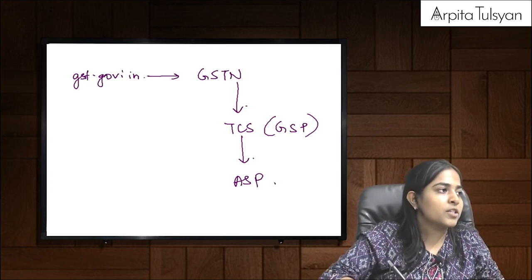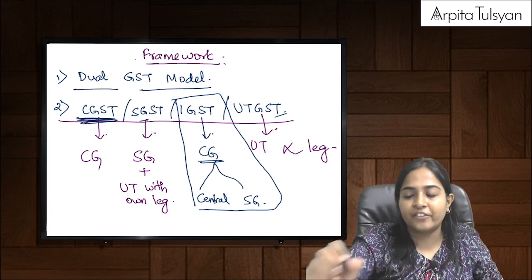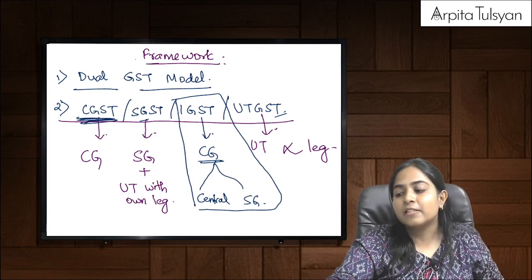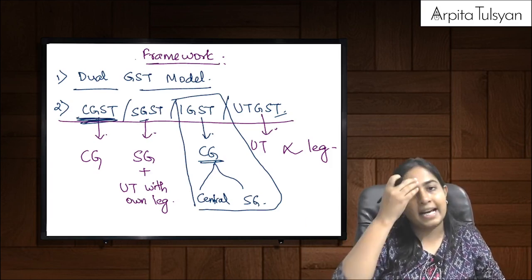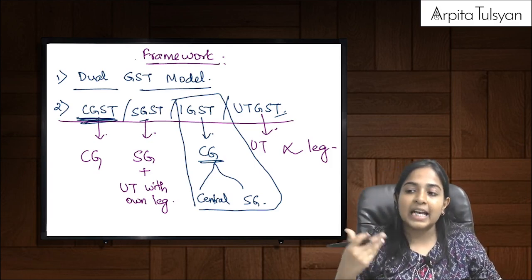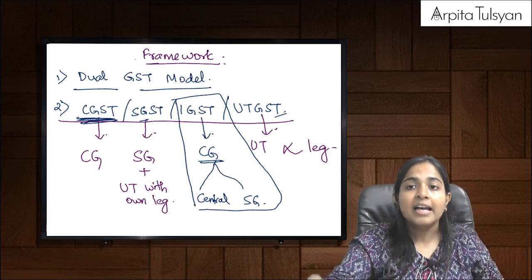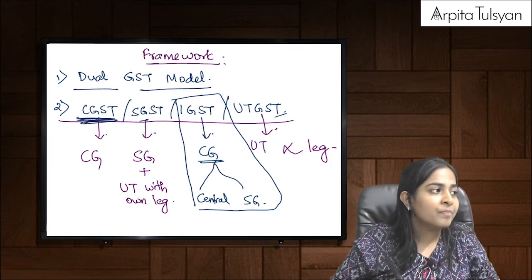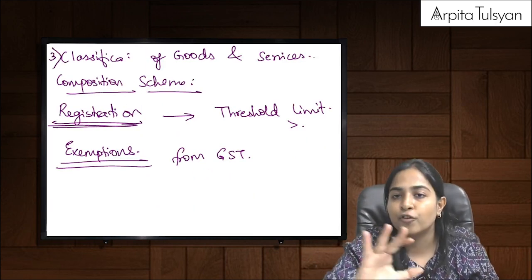Then, let me recollect all the points. We started with the framework. The first framework was the dual GST model, that is, both the central government as well as the state government have the authority to levy taxes. Then the second one, we studied the types of taxes: CGST, SGST, IGST, UTGST, etc. When these will be applicable, we took many examples in that also. Then we discussed classification. This was our third point, that is, classification of goods and services.